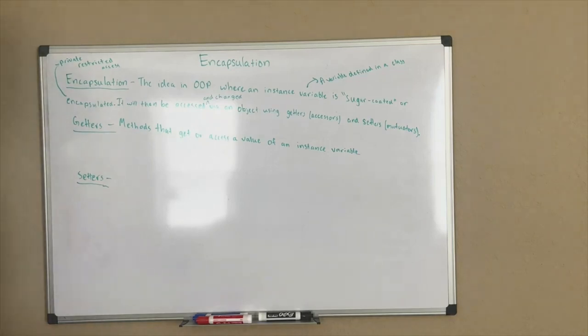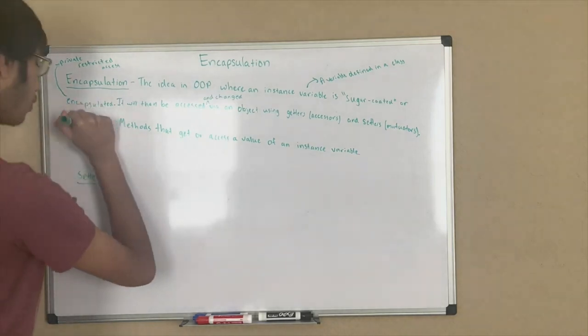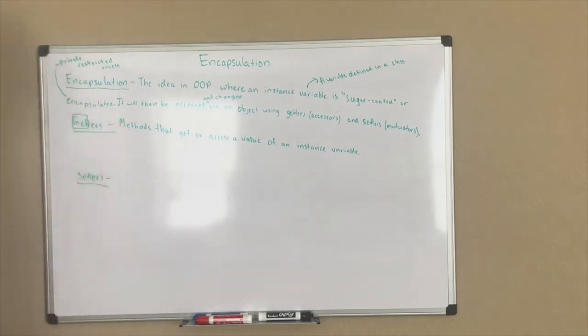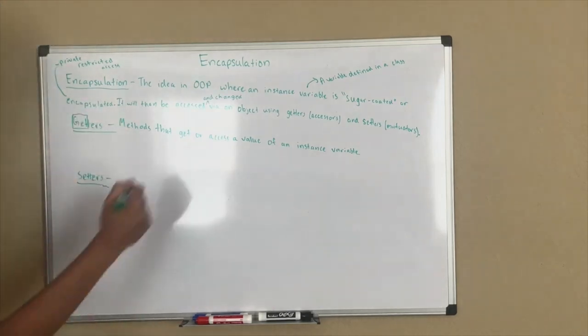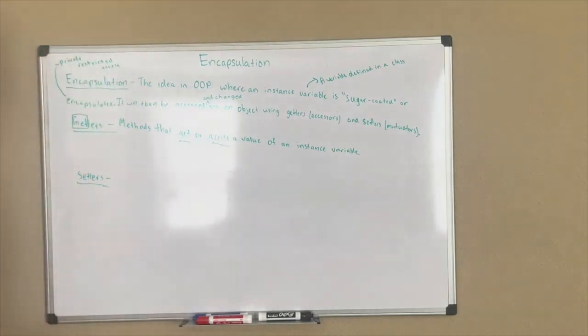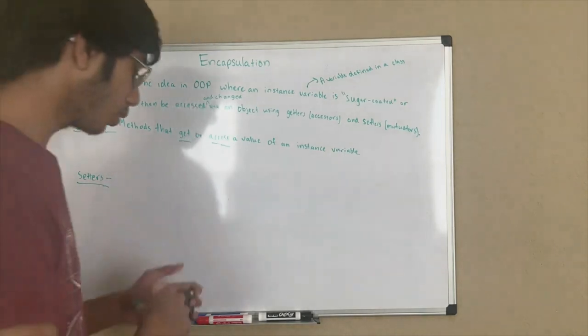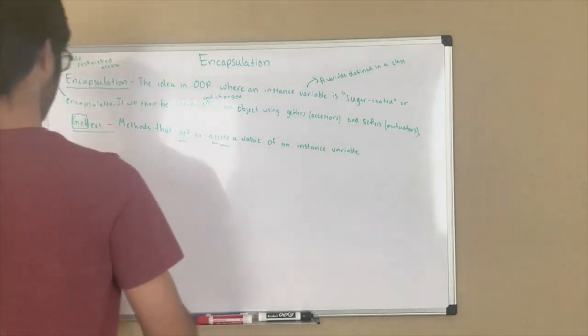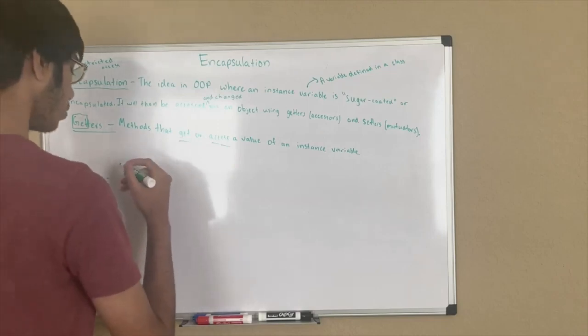Straightforward, simple, right? It's in the word itself. Get. Methods that get or access a value of an instance variable. Straightforward, simple enough. Then we have setters. And setters are exactly what you think they are.